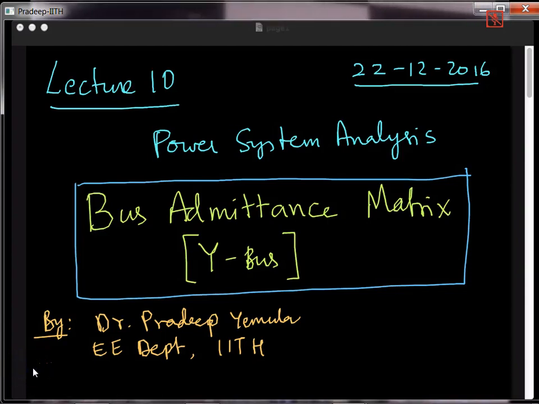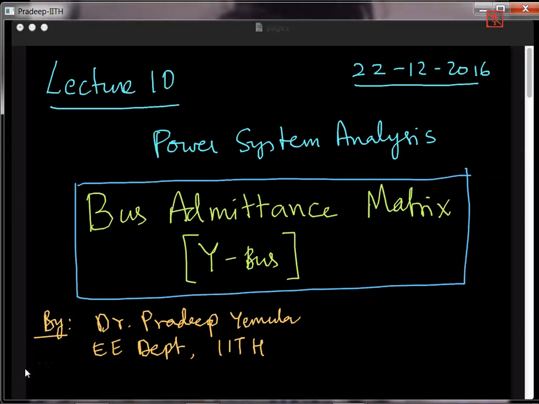Course, and today we have come to lecture number 10. This lecture will be about the bus admittance matrix. We have spent quite a good number of lectures covering the fundamentals, and the bus admittance matrix is slightly going into the more technical details of power systems. But because we have spent enough time dealing with the fundamentals, I think this is going to be very easy for you.